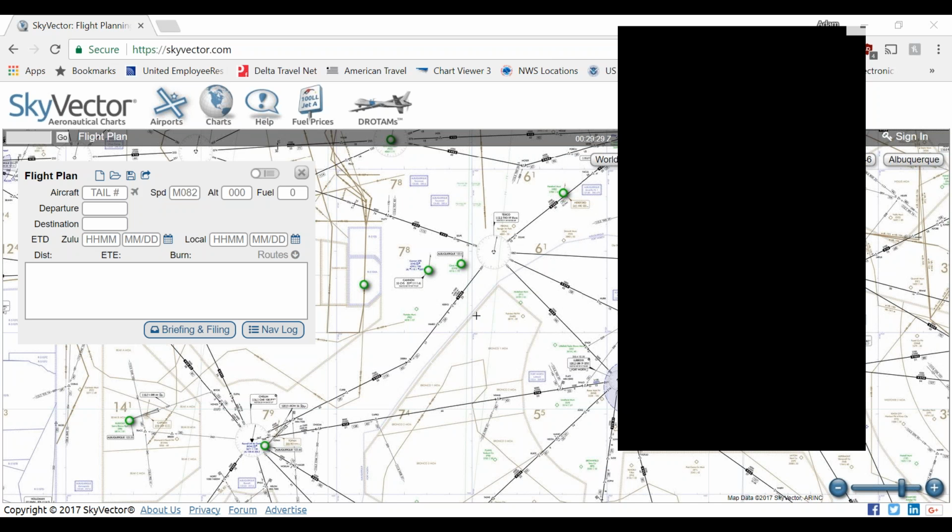Let's see. I'm trying to get this thing to reconnect to the TV.